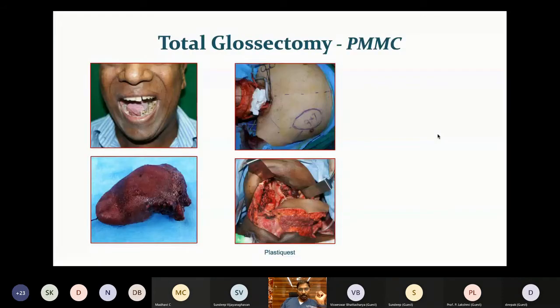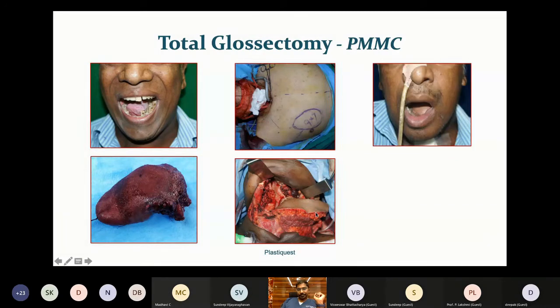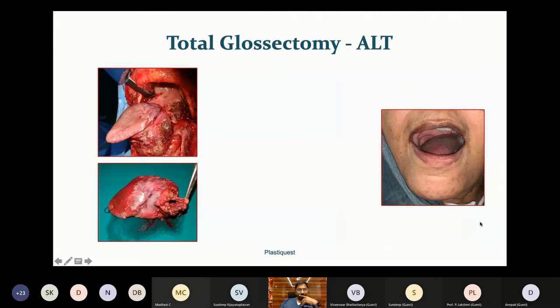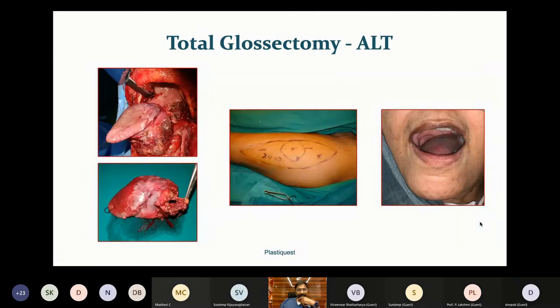So it's a case of total glossectomy. For example, you can see the PMC, the muscle. It has a very good subcutaneous fat, and this is the defect covered. So initially it has a good bulk, but most of the time, if you see later, the bulk goes and we form only a trough. And here with an ALT, you have a good bulk and also nice mucosalization.